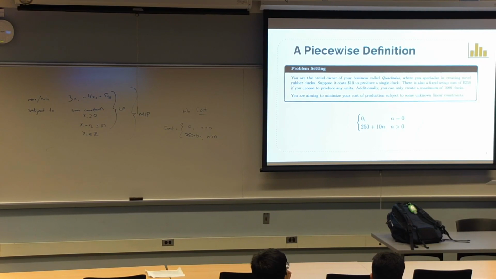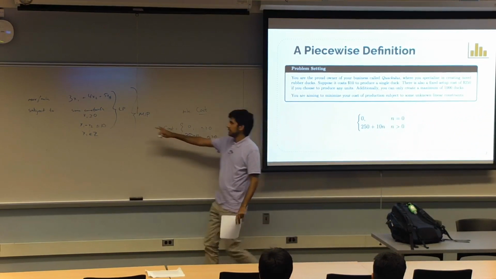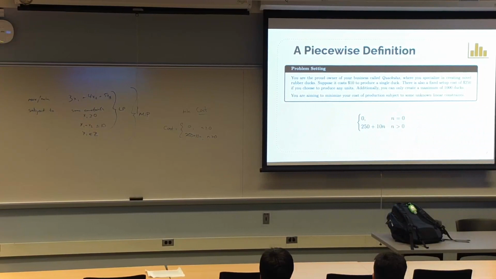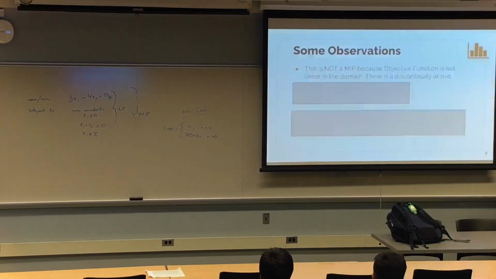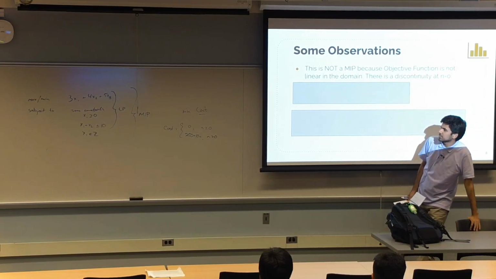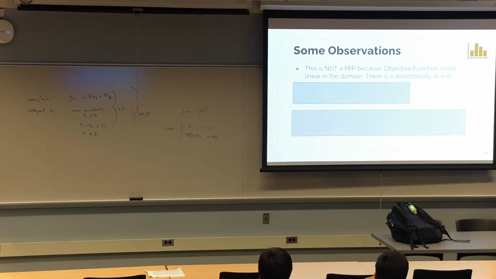But it does not produce a mixed integer program, because our objective function is not linear. Mixed integer program, the whole point of it was that our objective function was linear. It looked something like this. Here we have a piecewise function, or a discontinuous function. So how might we fix this issue? Any ideas?